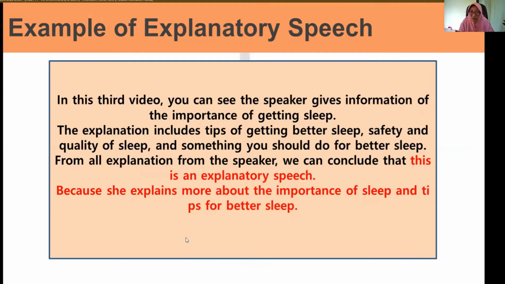From all the explanation from the speaker, we can conclude that this is an explanatory speech, because the speaker is going to explain and give information about the importance of getting sleep. The reason it is an explanatory speech is that it explains more about the importance of sleep and tips for better sleep.